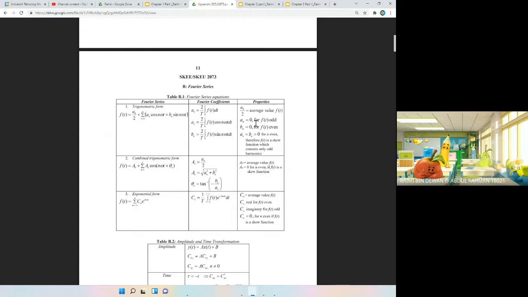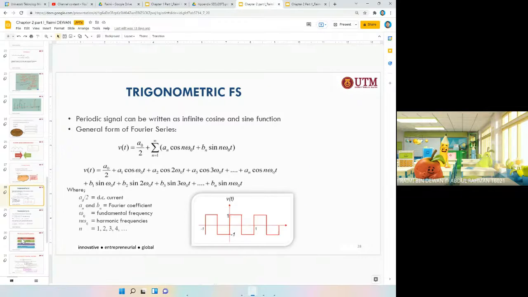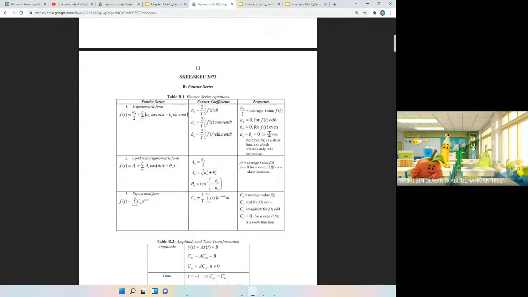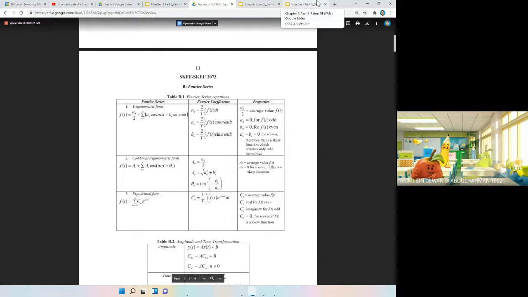This is what the comments say: An equals 0 for odd, Bn equals 0 for even. This is just a more brief comment, like what is in the slide. An, Bn are 0 for n even. A0 over 2 is the average value of f(t). This one is 0 if your signal is symmetrical.